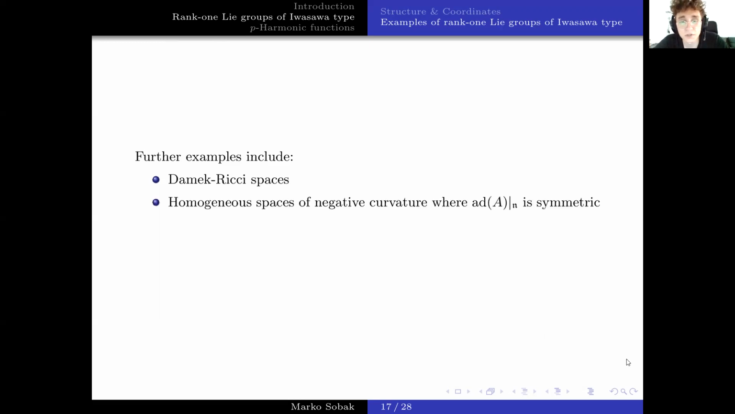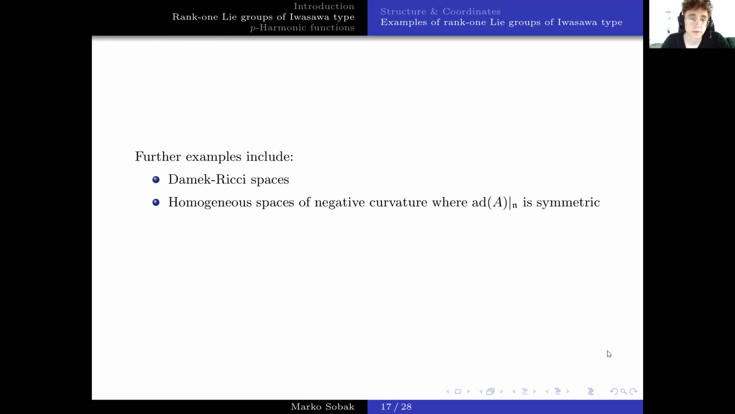Then you also have the homogeneous spaces of negative curvature, where you need to assume additionally that the adjoint mapping of A, the adjoint representation of A restricted to N, is symmetric. And if you assume that, then the other two properties you needed for a Lie group to be of Iwasawa type are automatically satisfied. And in particular, you automatically get rank 1 as well.